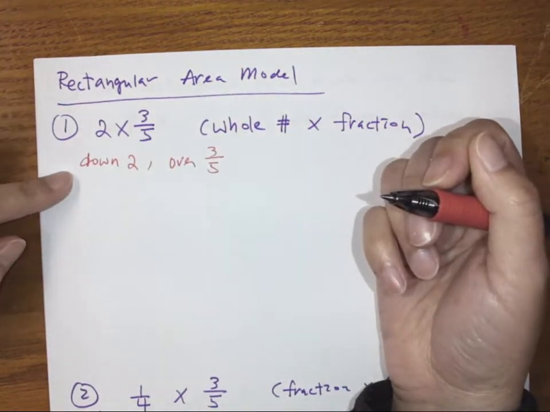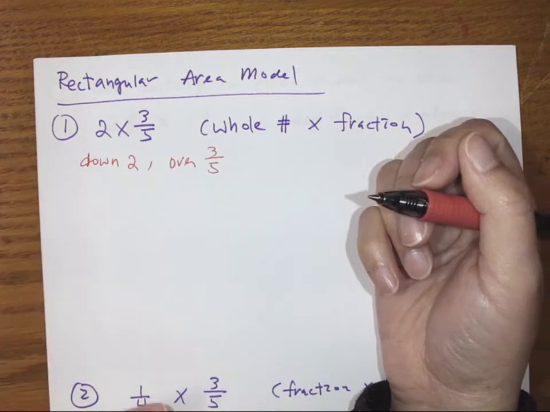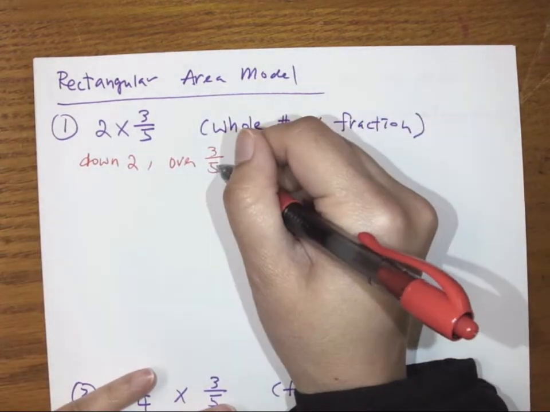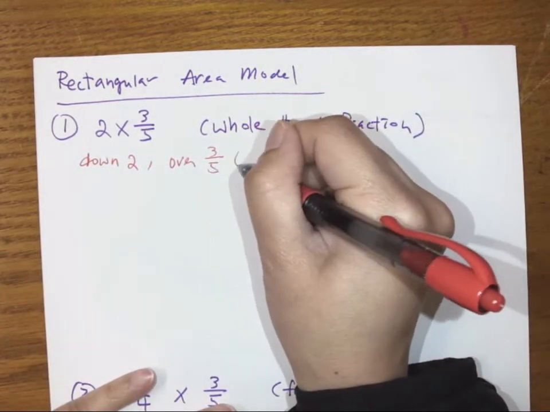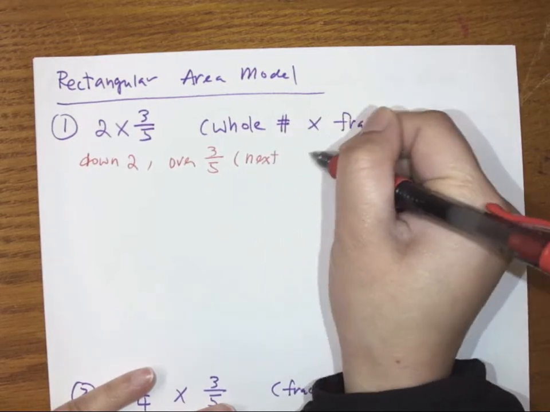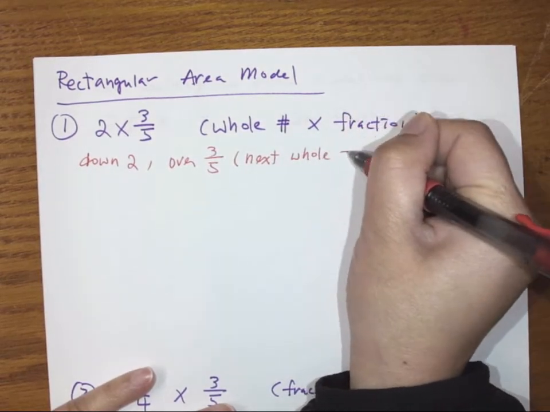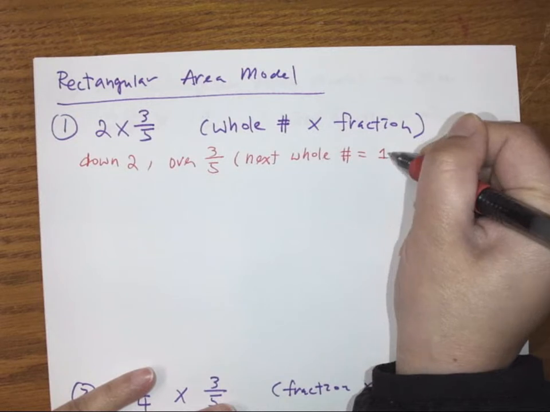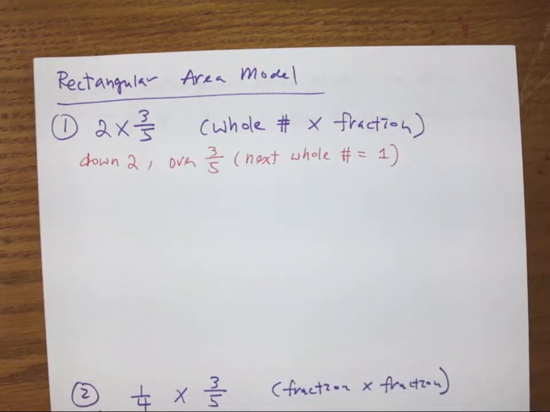I want you to do this order because that shows the model, and because this is less than 1, when we draw it, we will go to the next whole number. And over here it means 1. Alright, so we're going to draw the rectangular area model.